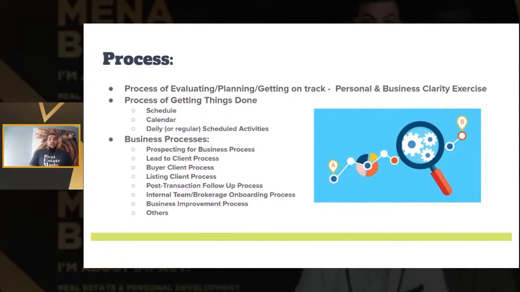Cool. All right. So we went through the exercise, the personal and business clarity exercise. And that is an example of a process, right? So you want to have many processes in your life and in your business. One of the processes you need to have is a process whereby you can go evaluate and plan your life and make sure that you are on track or get back on track, right? And that is an example of what I just gave you right now, the personal and business clarity exercise. So the exercise I just walked you through is really a process of evaluating where you are, planning where you want to get to, and make sure you stay on track.